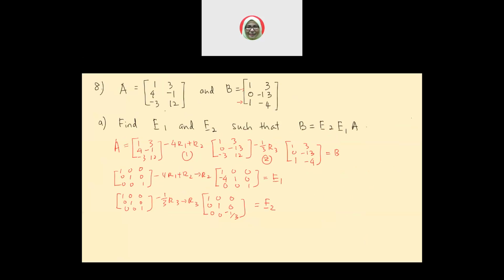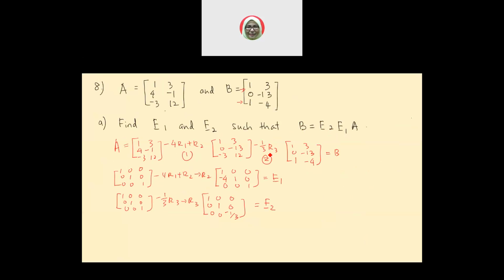Question 8, given two matrices A and B, find E1, E2 such that B equals E2 multiply E1 A. To get the arrow from A, this matrix is multiplied with negative 4R1 because you want to zeroize the second row, following B. We want to get that B.